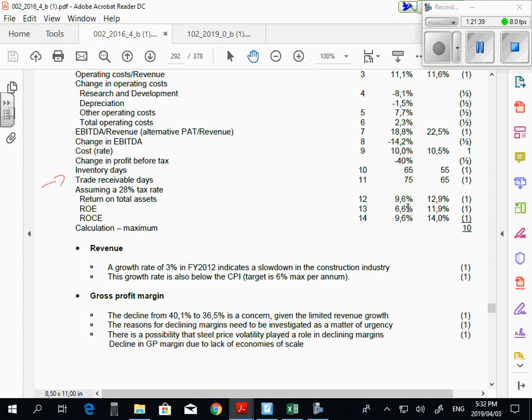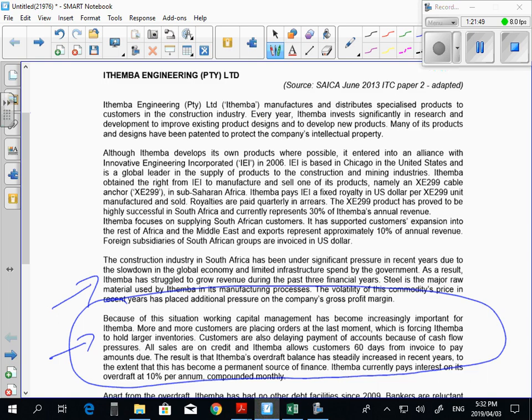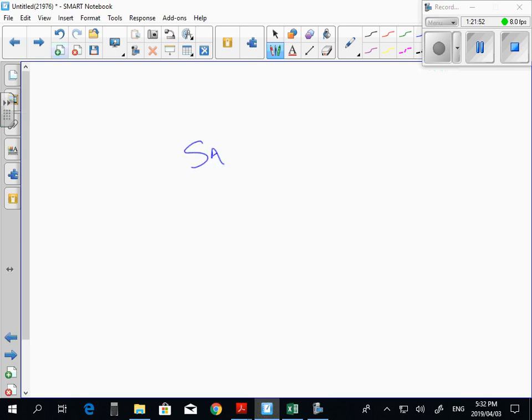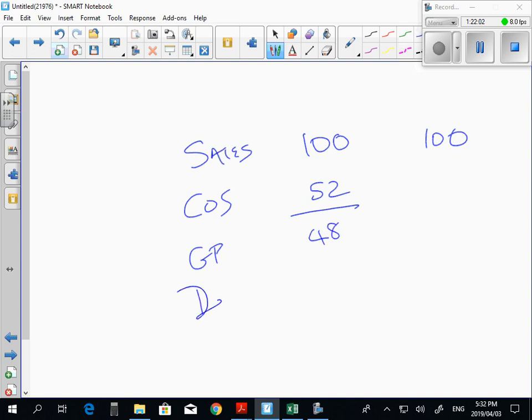What is a common size financial statement? Yeah. So you make your sales 100, and everything lower down, so your cost of sales will be 52, which means your GP is 48, which means your depreciation is 5, which means that your selling expenses are 6. And you compare on a common size basis just to see where something's gone.